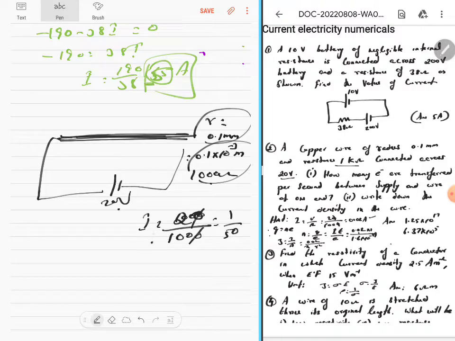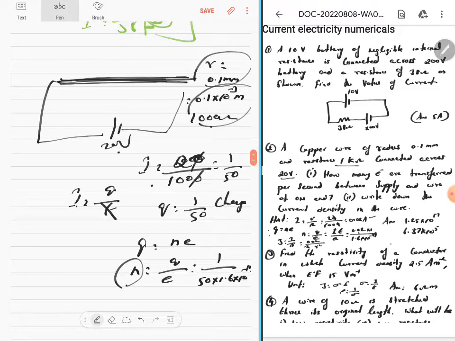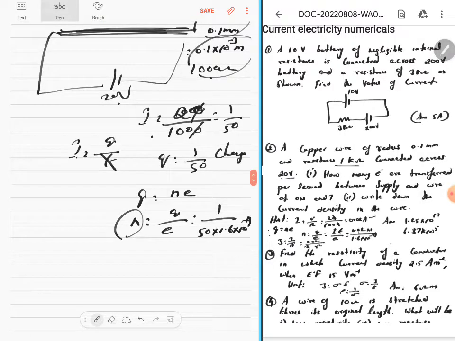You know the current, and I is equal to Q by T. Per second means time is 1 second. So I will be equal to Q. Therefore Q will be 1 by 50, which is the total charge. But the number of electrons is different. Q is equal to N into E. Quantization of charge, you remember? So N is equal to Q by E, which is 1 by 50 into 1.6 into 10 to the power minus 19, where 1.6 into 10 to the power minus 19 is E. That should give me the number of electrons. Can you do this calculation and tell me if you are getting the answer?